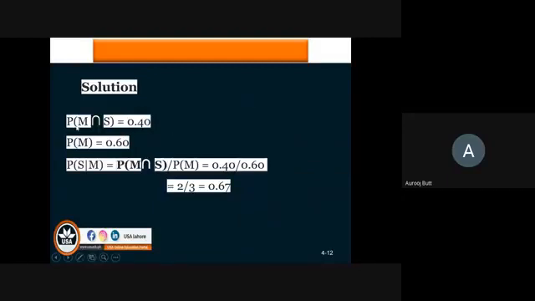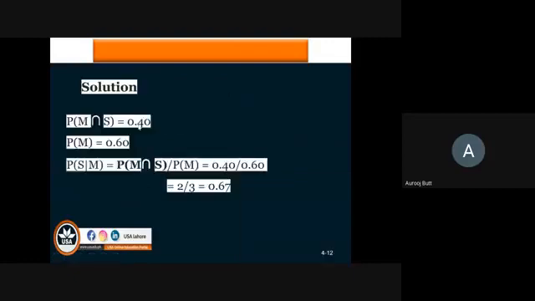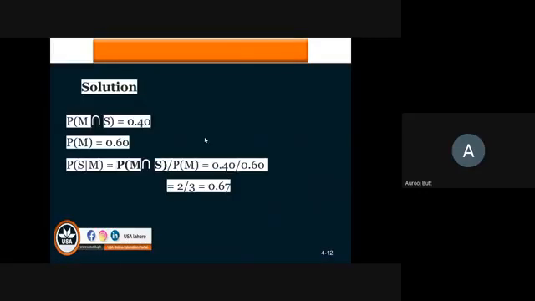Okay? So you have probability of maths intersection science. That means the students who are studying maths and science is equal to 40%. And if you convert 40% into ratio form, 40 by 100 means 0.40. And you have the case when 60% of the students study maths. 60% of the students means 60 by 100, that is equal to 0.60. So this is the probability of maths, that the students who are studying only maths is equal to 0.60.